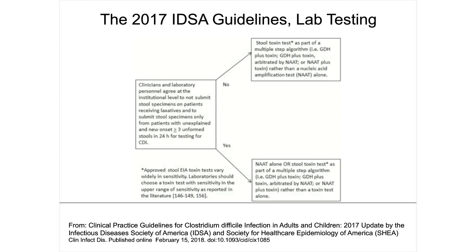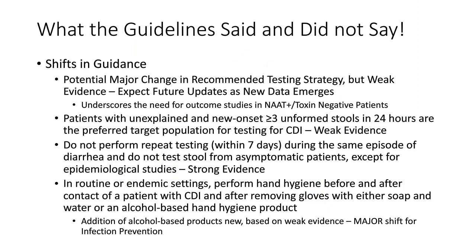Now, there were other important changes that happened as a result of the guidelines. One is that they now suggest patients with unexplained new onset diarrhea consisting of greater than 3 unformed stools are the preferred target population. There was not a preferred target population identified in the last set of guidelines. There were other areas where the literature strongly supported practices that are continuing to be emphasized as well.